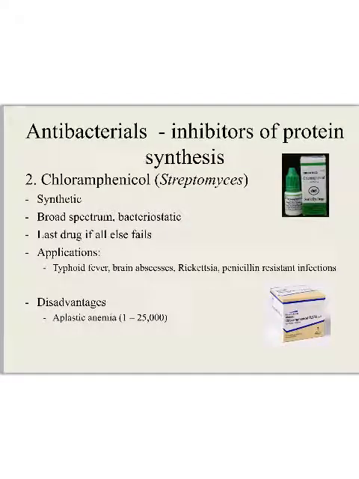Okay, now another one that inhibits protein synthesis is chloramphenicol. It comes from Streptomyces, from these organisms. It's synthetic, it's bacteriostatic, and it's the last drug if everything else fails. It is good against typhoid fever, brain abscesses, rickettsia, some things that penicillin does not work on. But one of the big disadvantages is it can cause aplastic anemia. One in 25,000 people that take it have their bone marrow shut down, so then they can't make any more blood cells.